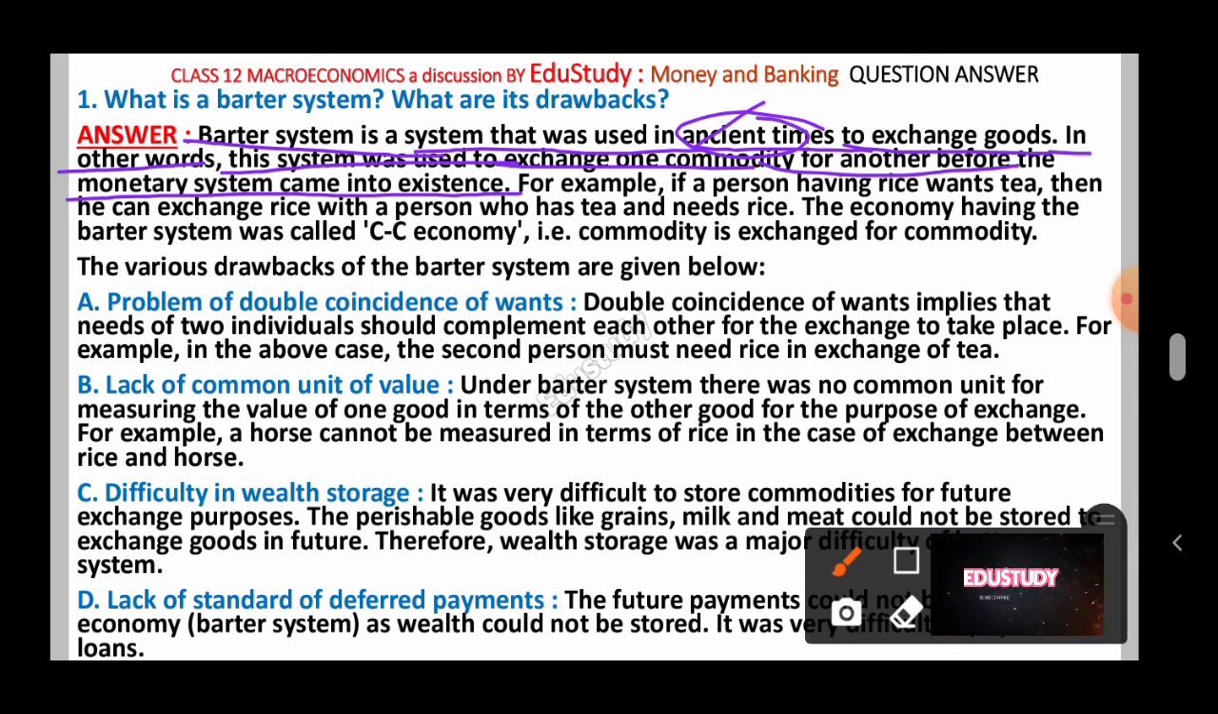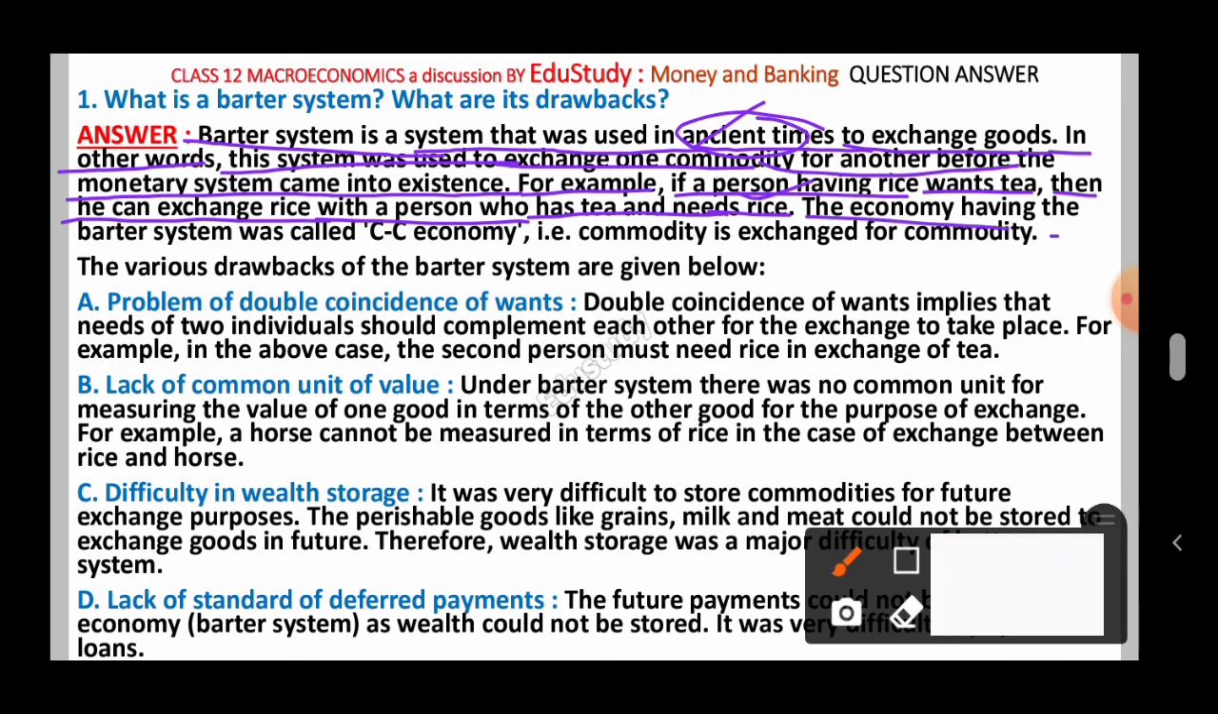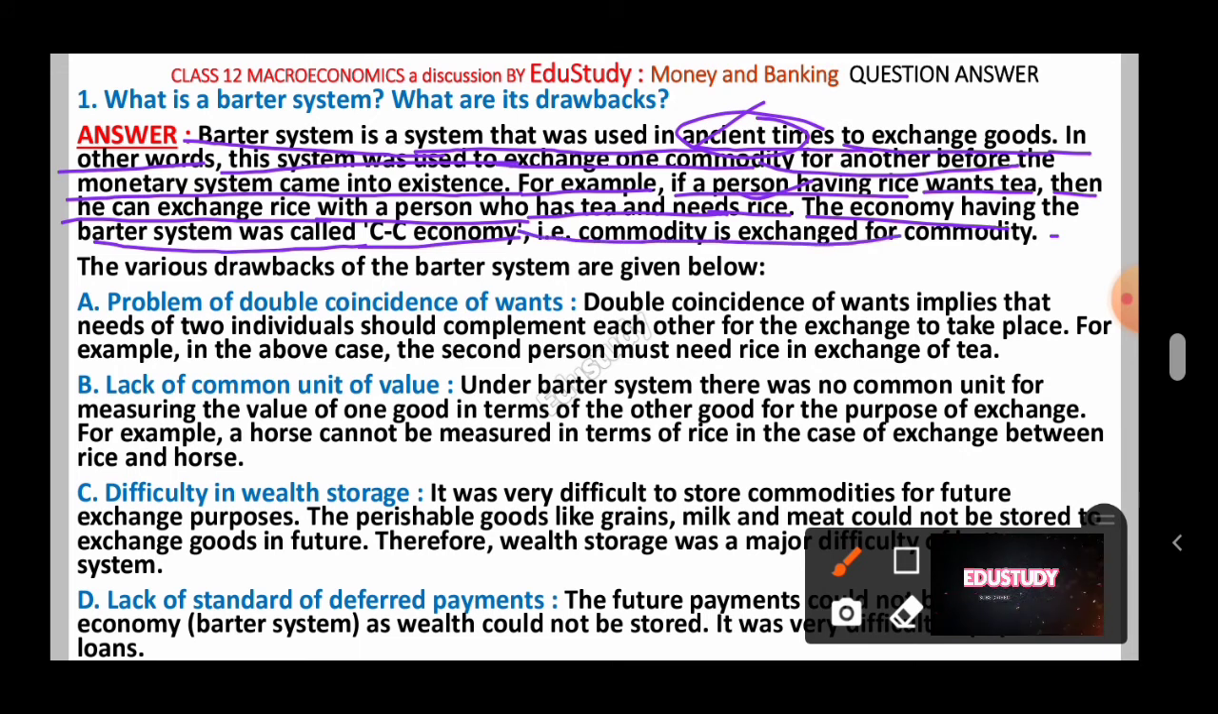For example, if a person having rice wants tea, then he can exchange rice with a person who has tea and needs rice. The economy having the barter system was called CC economy, that is commodity exchanged for commodity. CC economy is the other name of the barter system, and the full form of CC is commodity for commodity.